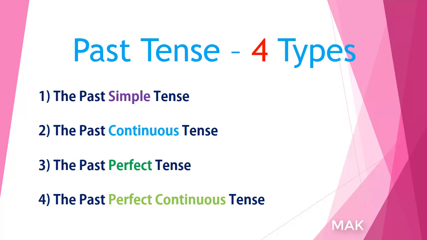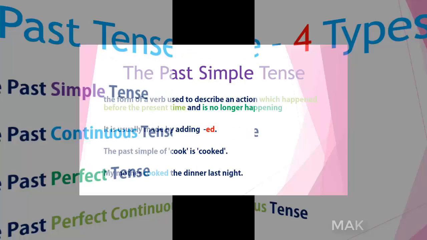The past tense can be the following 4 types: the past simple tense, the past continuous tense, the past perfect tense, the past perfect continuous tense.